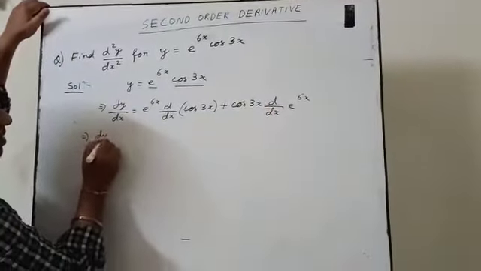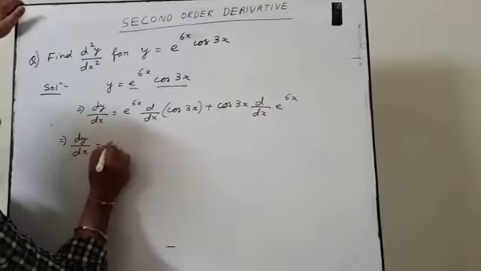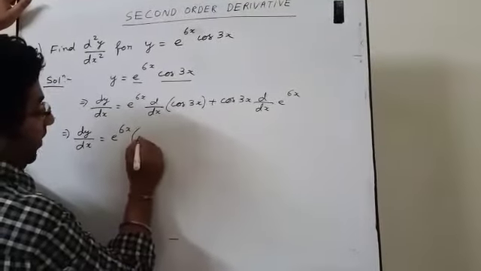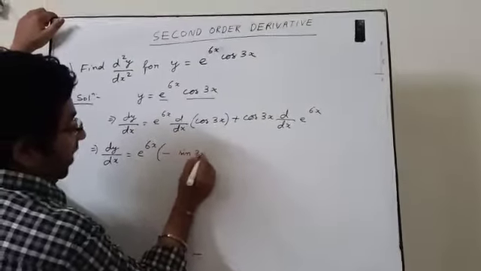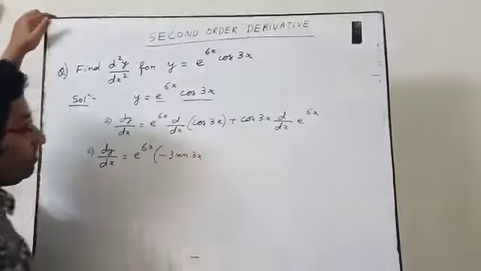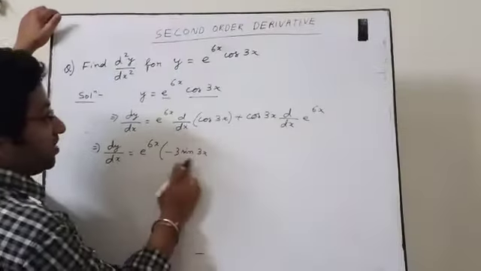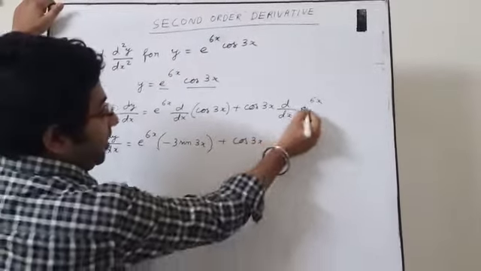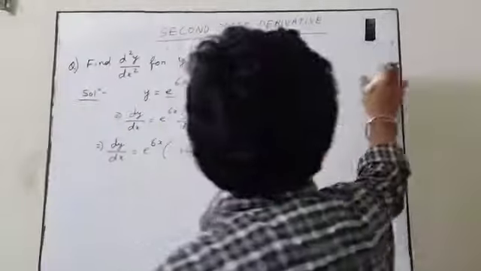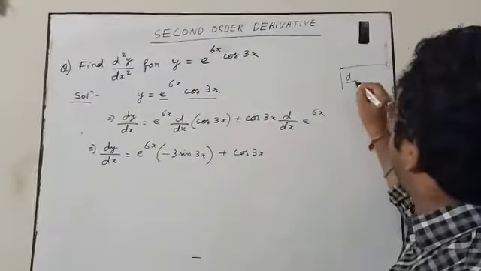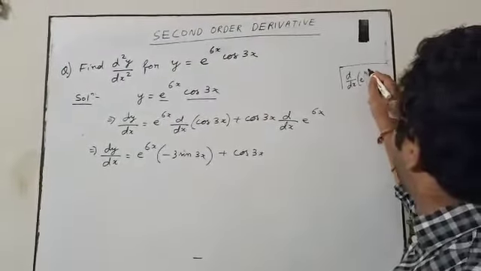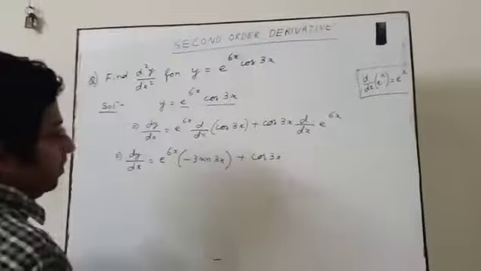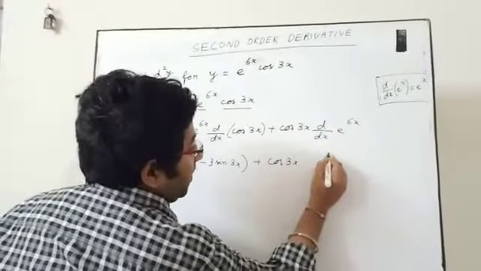So dy by dx, what you will get? e to the power 6x, d/dx of cos 3x will be chain rule. Cos x derivative will be minus sin 3x. Again derivative of 3x, so we will get 3. d/dx of cos 3x is minus 3 sin 3x, plus cos 3x into d/dx of e to the power 6x. I think all of you know d/dx of e to the power x is e to the power x.